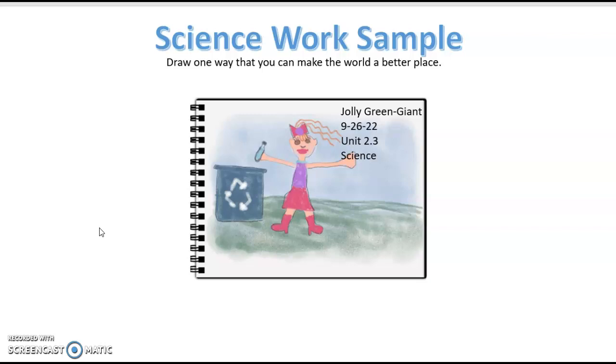There you go. Just make sure to put, for this one, the name again, the date, and it'll be in your OLS as September 26th, Unit 2.3, or Unit 2, Lesson 3. And then I would write science, just because this does look like it could be a language arts sample or a math sample or something else. So just make sure you label it as science.